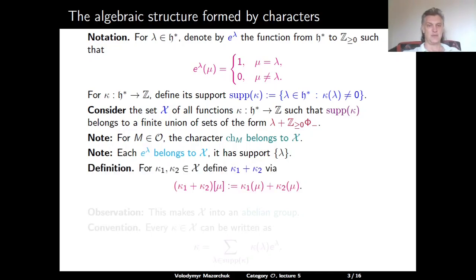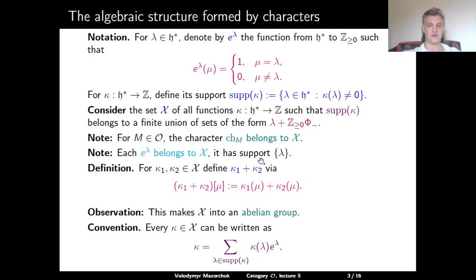For two elements kappa 1 and kappa 2 in X, we define their sum pointwise. The value of kappa 1 plus kappa 2 at the weight mu is just the value of kappa 1 at mu plus the value of kappa 2 at mu. And it is very easy to see that this makes X into an abelian group. Directly from the definition, it follows that we can write every element kappa in X in the following form: kappa is equal to the sum, which might be an infinite sum, over all lambda in the support of kappa, of the value of kappa at lambda times the exponent of lambda.